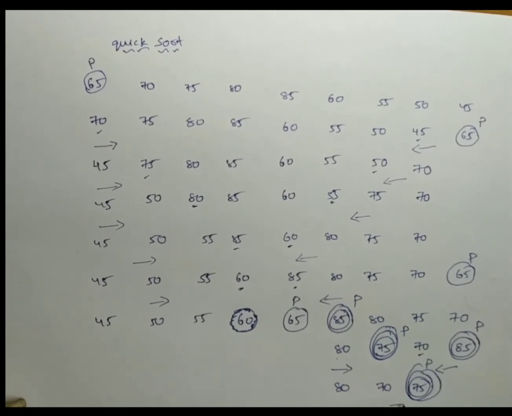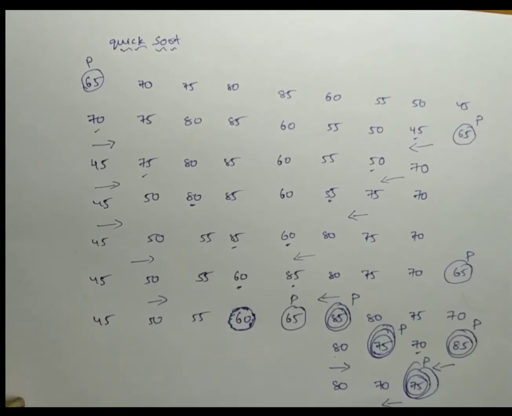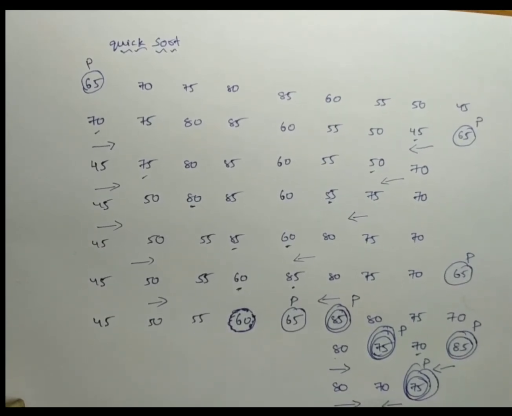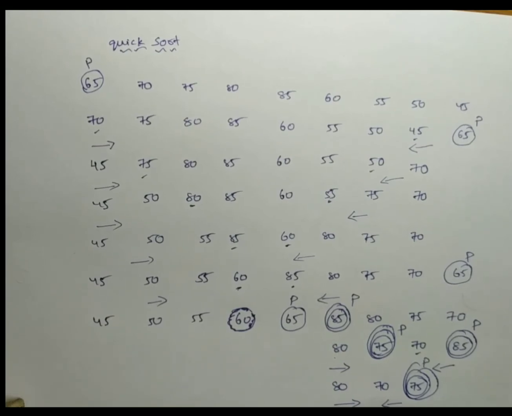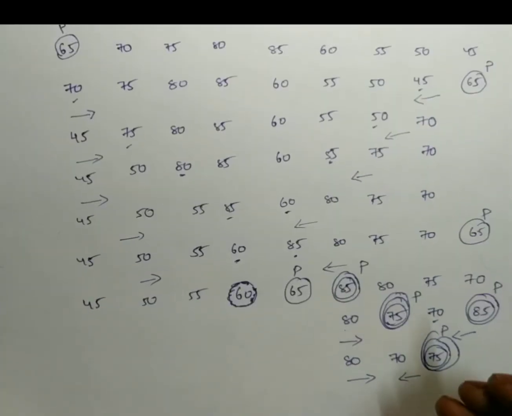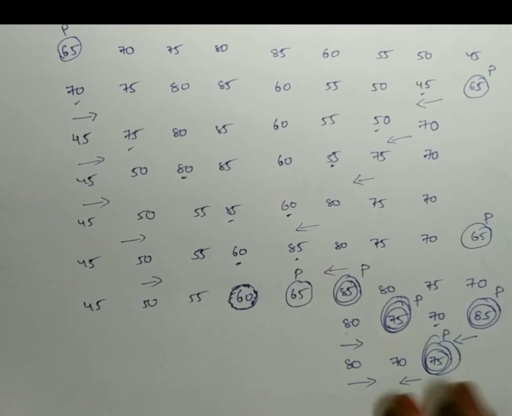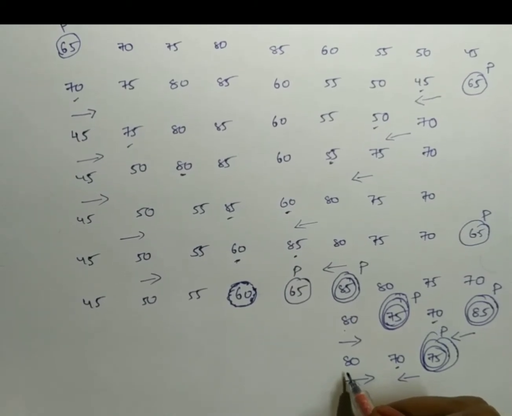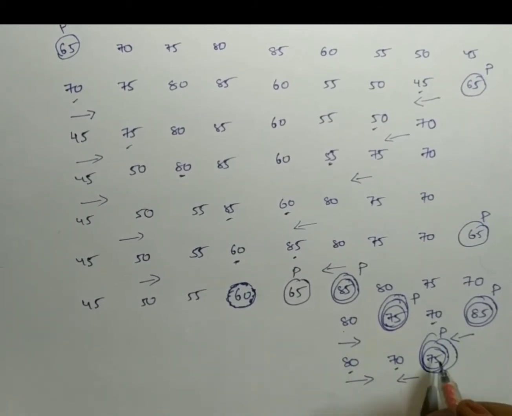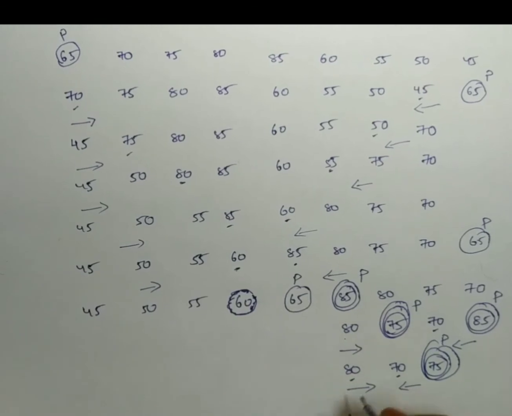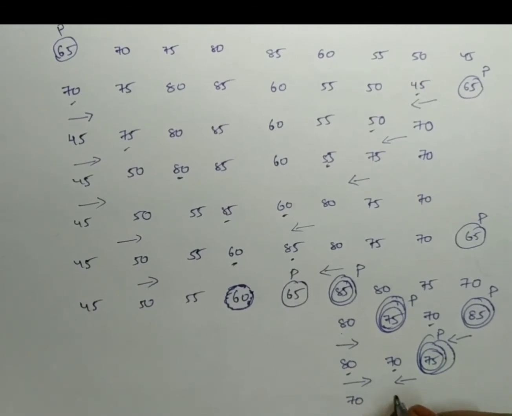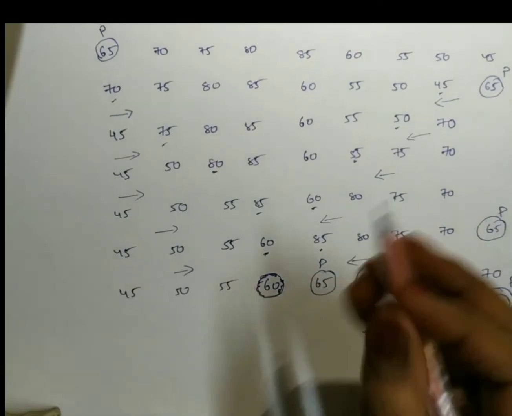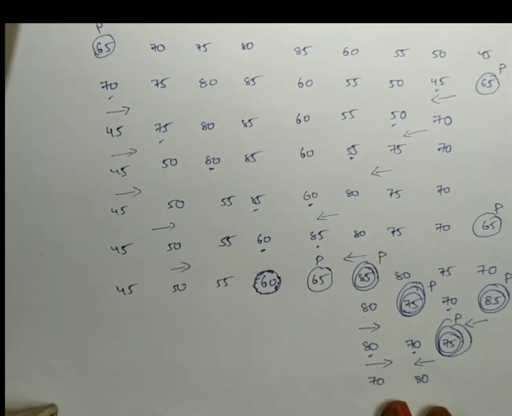The same process will be continued. I need to check the smallest element while I am traveling from right to left, and I need to check for the greater element than the pivot element while traveling from left to right. See, while moving from right to left, 70 is the smallest element than this pivot element, and while moving from left to right, 80 is the greater element than the pivot element. So these two elements will be swapped, 70 with 80. Okay, and these two elements have come into sorting order.